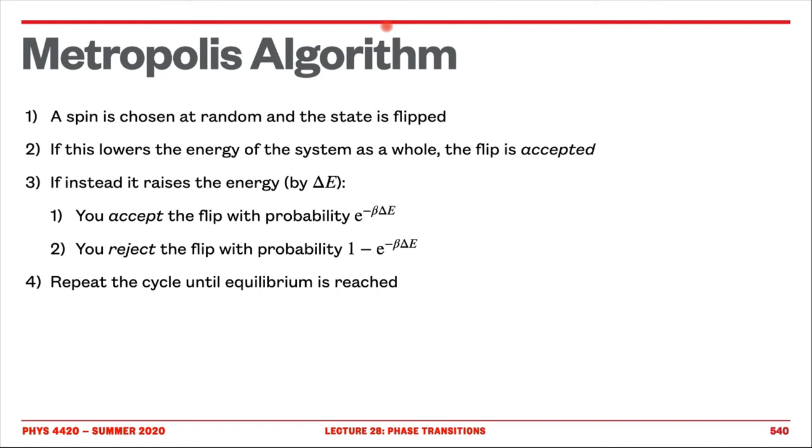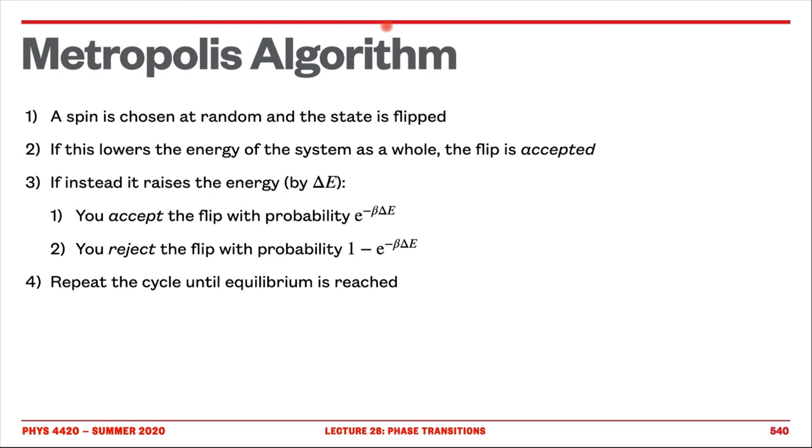Now, if the energy goes up, we are going to accept the flip only with a probability given by the Boltzmann factor. For example, the probability will be e to the power minus beta delta E. That means that if delta E is very positive, a very large number, we have a lower probability of accepting it. That's the idea. And of course, we reject it otherwise. And then after that, we repeat that cycle. We pick another spin randomly, and then we flip it.